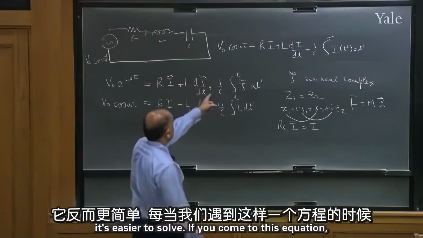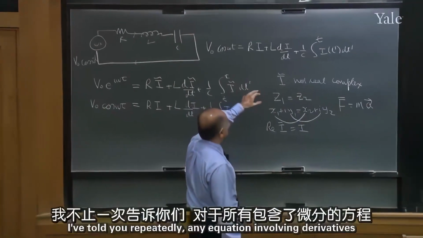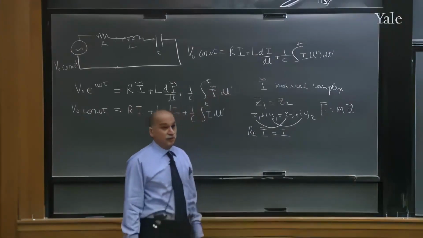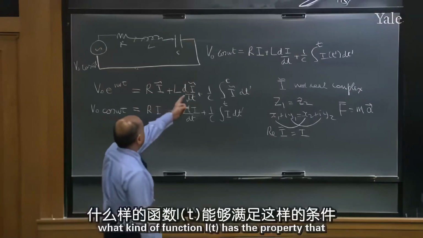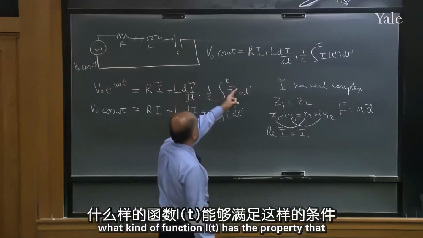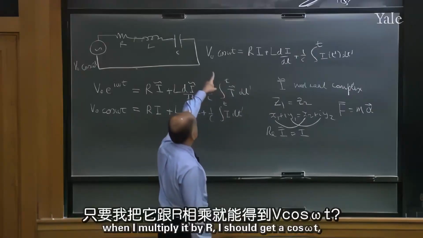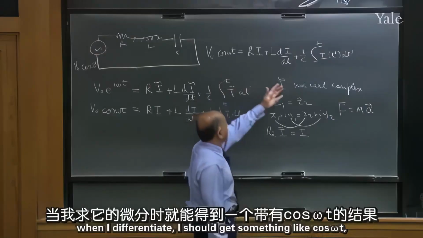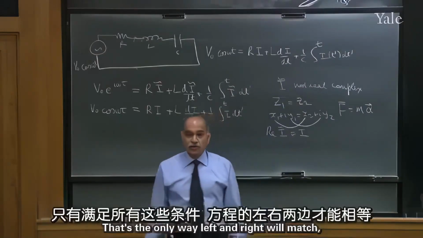If you come to this equation, I've told you repeatedly, for any equation involving derivatives and so on, you guess the answer and you put it in. You try to make a guess. I'm trying to guess what kind of function I of t has the property that when I multiply it by r, I should get a cos omega t. When I differentiate, I should get something like cos omega t. When I integrate, I should get cos omega t. That's the only way left and right will match.